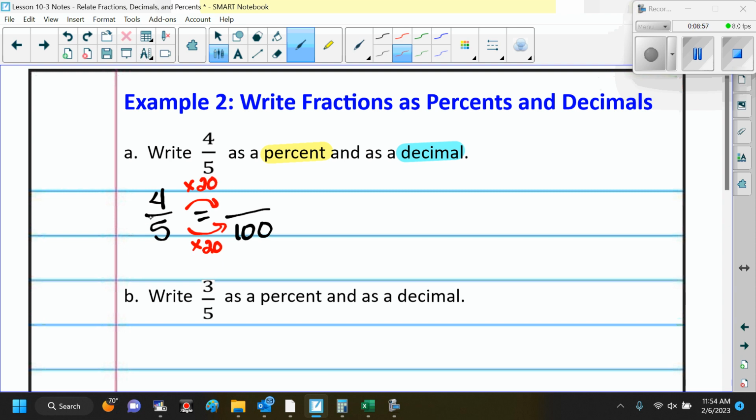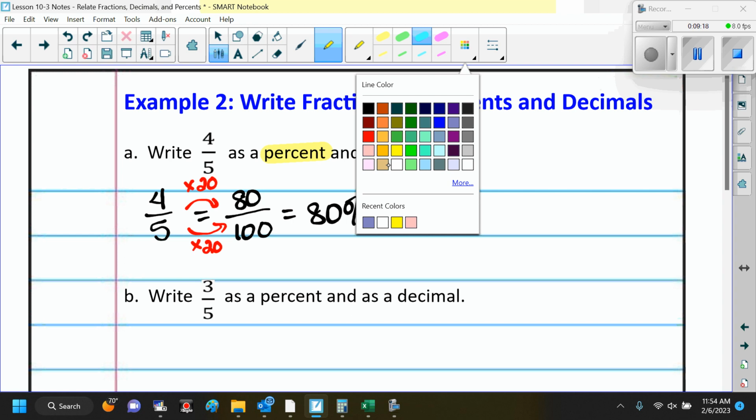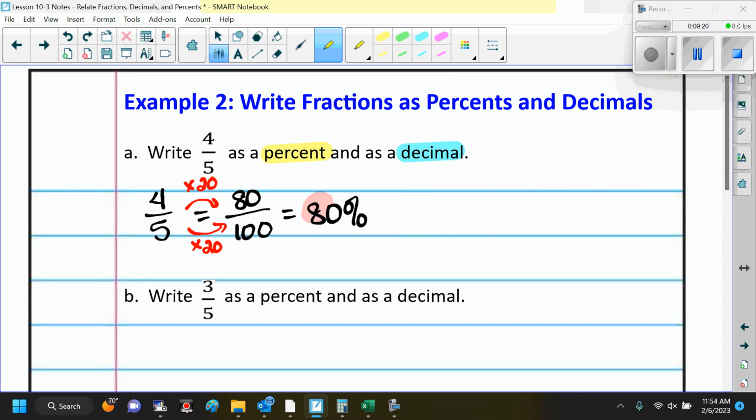So 4 times 20 is 80. So this is 80 per 100, which is 80 per cent. There's your 80%. Is everybody clear? And there's our first answer. So we've got 80%. Okay?